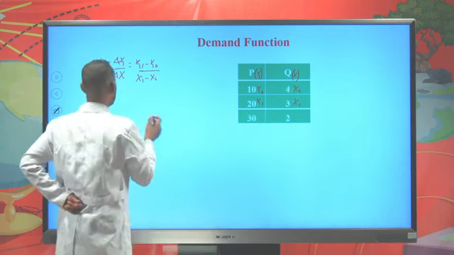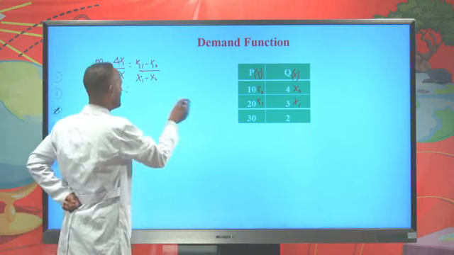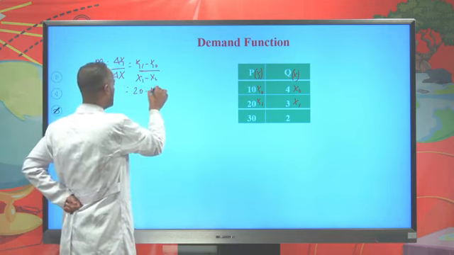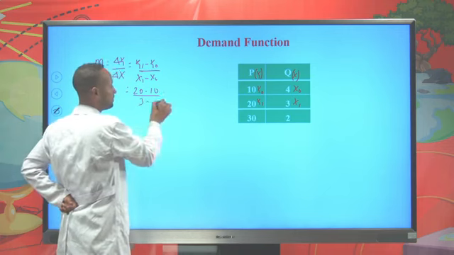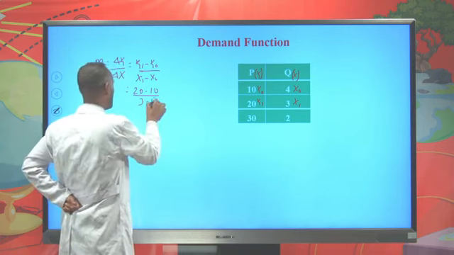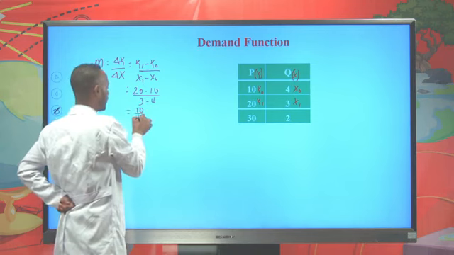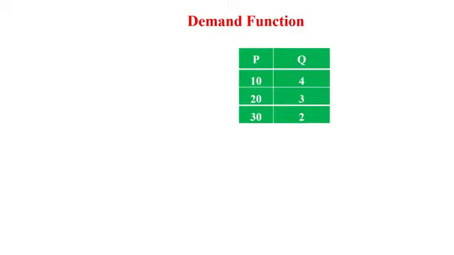Now, when we substitute this information into the formula, the value of y final is 20 minus the value of y initial, which is 10, divided by the value of x final, which is 3, minus the value of x initial, which is 4. And this will give you 20 minus 10, which is 10, over minus 1, which is minus 10. This is the slope of the demand curve.